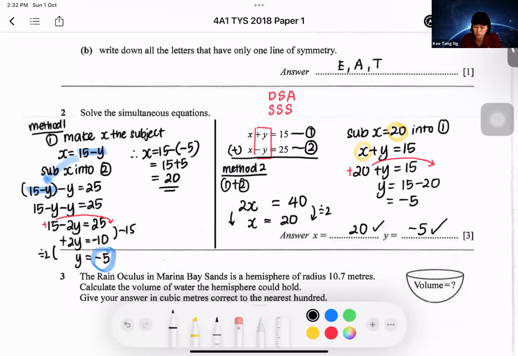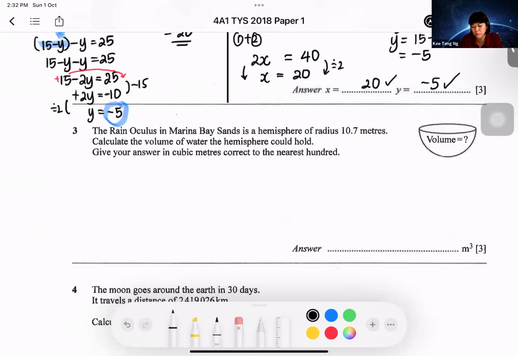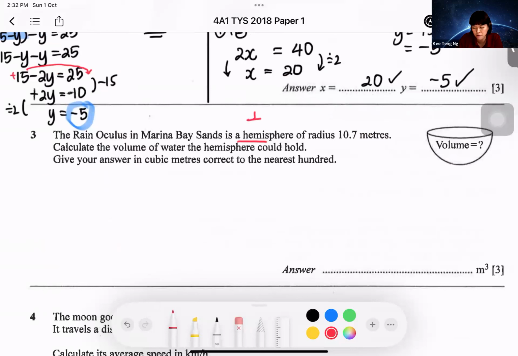Right? Next question. The ray occurs in Marina Bay Sands is a hemisphere. Take note of the word hemisphere. Hemi means a half. Right? Sphere, the volume for the water in the hemisphere. The volume formula is given. Right? Go and look for the formula. Volume of sphere, 4/3 pi r cube. Volume is in cm cube. This formula is given in the formula sheet.